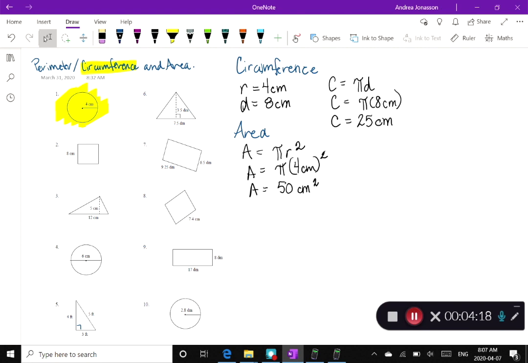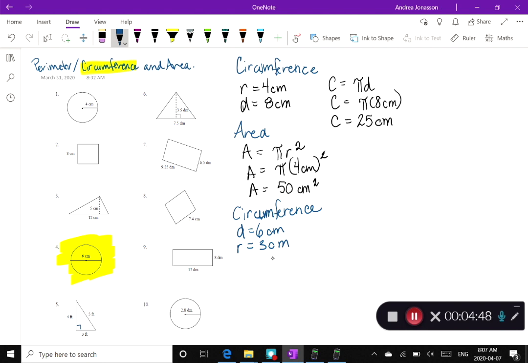Let's do the other circle now. And the reason I did this other circle is that they just give you a different thing here. They give you the diameter. So the diameter of this circle is equal to 6 centimeters, but also write down the radius. The radius is then equal to 3 centimeters. Now you're prepared to do all of your calculations, whether you need the diameter or the radius.